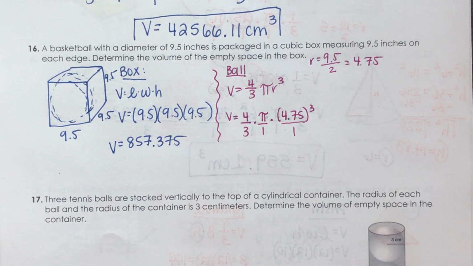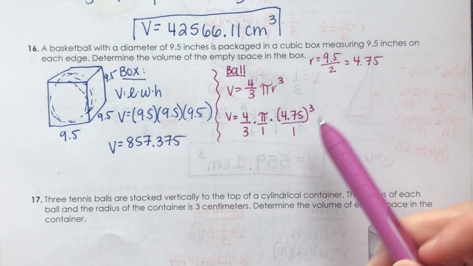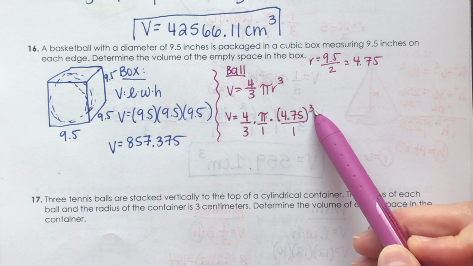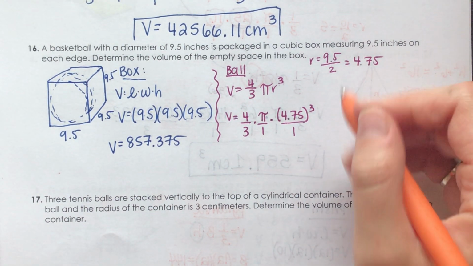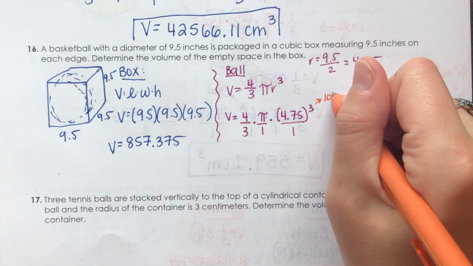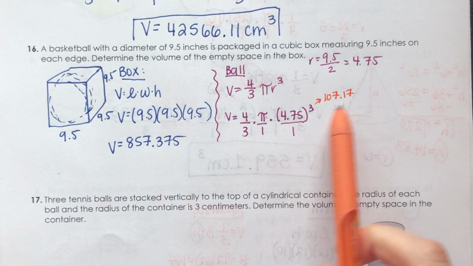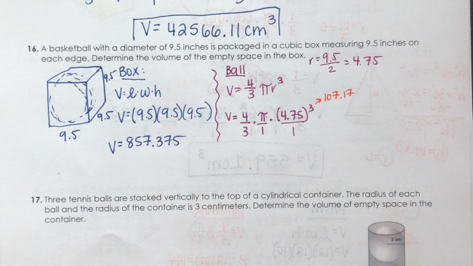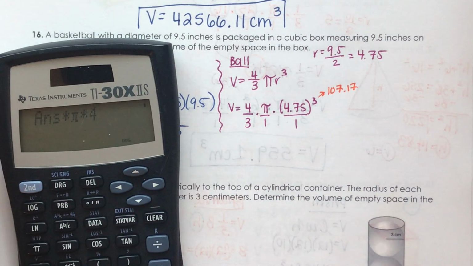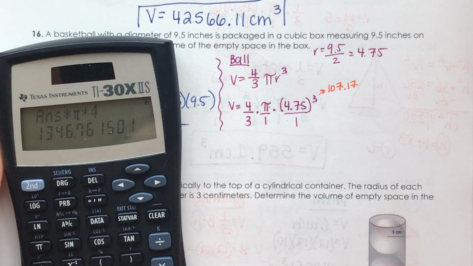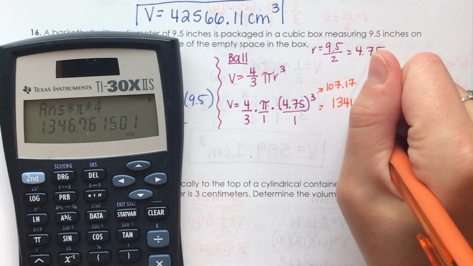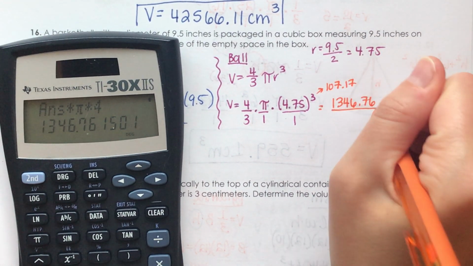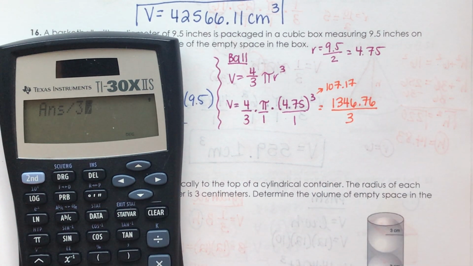Okay, so the first thing I'm going to do is the exponent, so I need to cube this number first. This number right here becomes about 107.17. I then multiply that times pi times 4. So you can kind of see what I'm doing here. Times pi times 4. On top, I get 1,346.76, and then I'm going to divide that by 3.